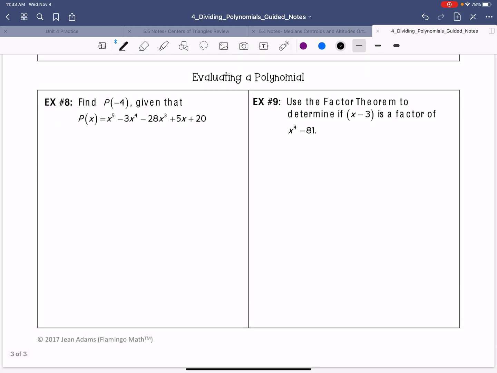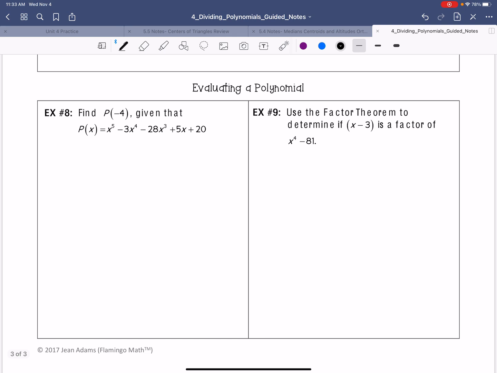All right, this next one is going to talk about the remainder theorem, which was on that first page. This is the remainder theorem, which I think is cool, personally. It says find p of -4. Remember, this just means that your x value is -4. So it's saying in function p, plug in -4.